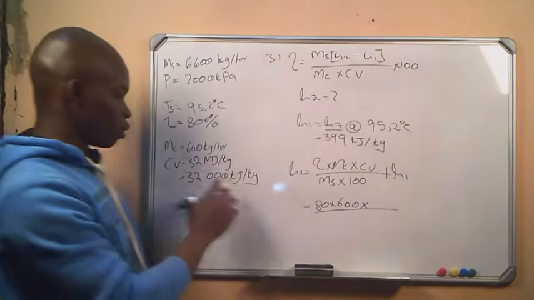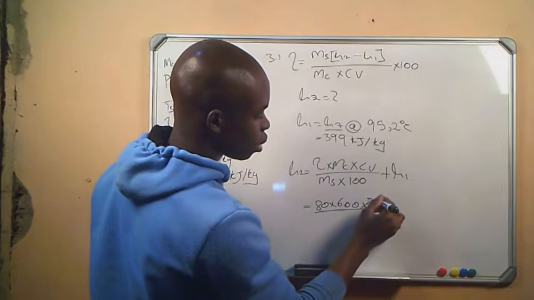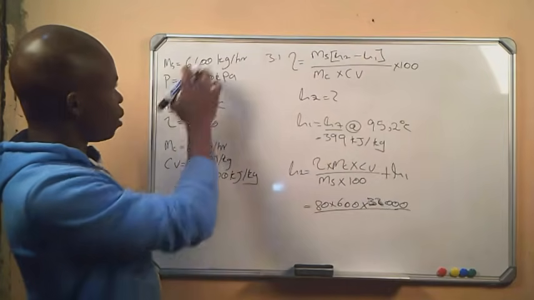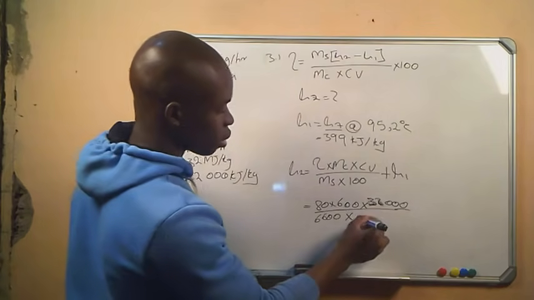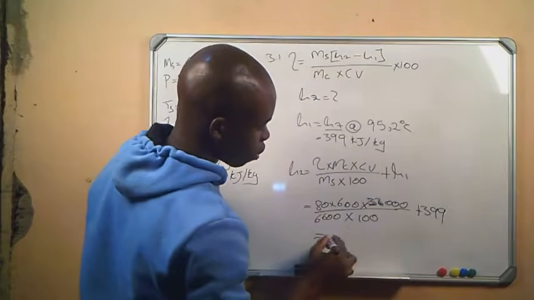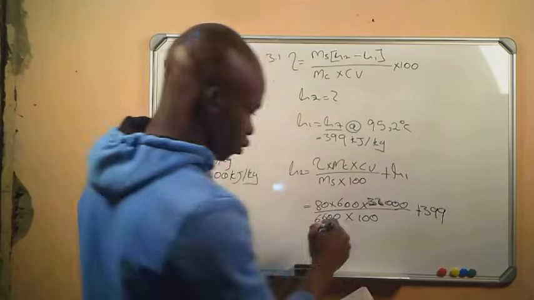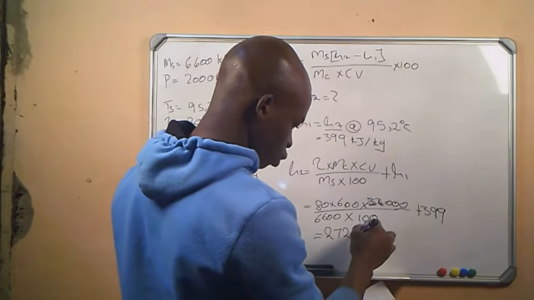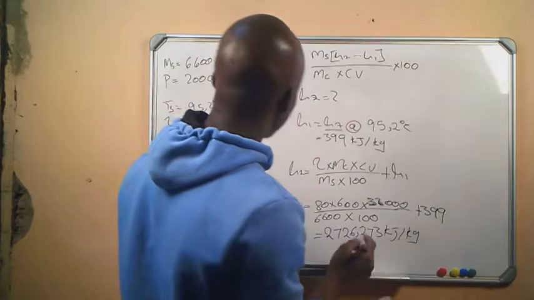The calorific value we are also given as 32,000, and then we have the mass of steam, 6,600, times 100, plus 399 is equal to... I calculated and got my answer as 2,726.273 kilojoules per kg. So that's our 3.1.